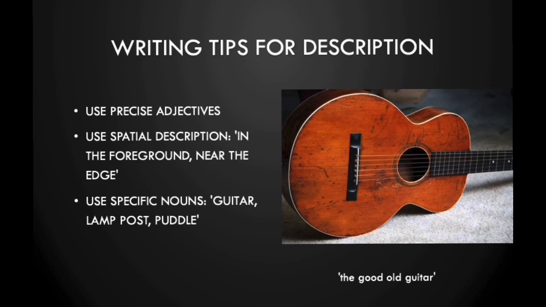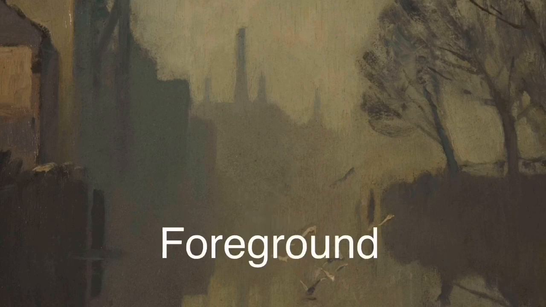A further tip for writing description is to always use precise adjectives, spatial description, and specific nouns. For instance, the good old guitar. It describes the quality and age of the instrument. Two precise adjectives describing a precise noun, guitar. The foreground of the painting looks pale and disappearing. The spatial description is the foreground, contextualized as contained within a painting.